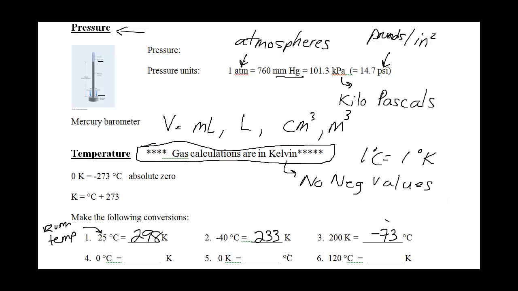Okay, I'm going to leave these other three for you to do, but all calculations must be in Kelvin, must be in Kelvin.